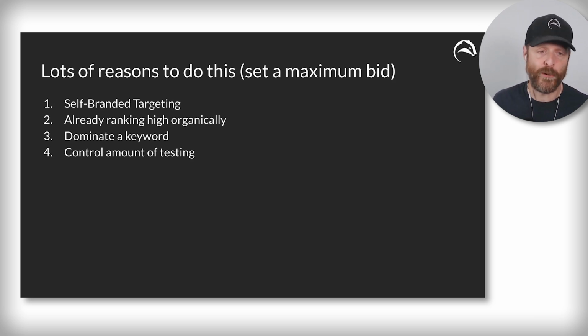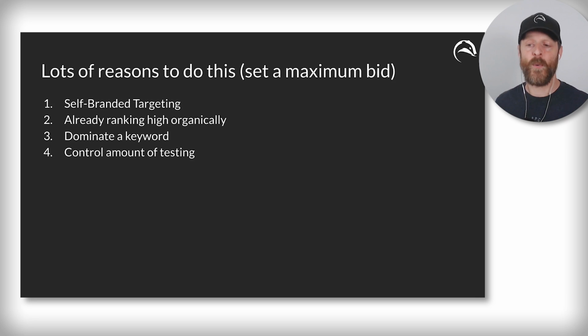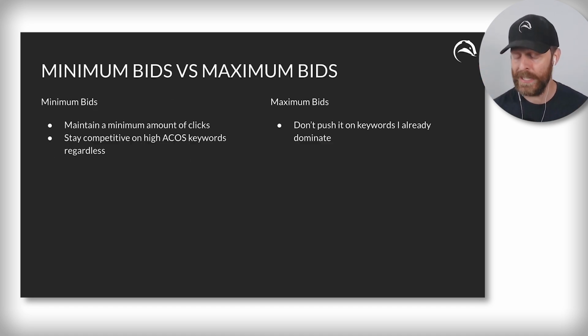Maybe I'm already ranking for a keyword organically and I want to stay in the auction, but I don't want to bid so much. Maybe I just want to completely dominate a keyword, or I have a keyword that is dominant and I don't want to spend so much on it because I know that my conversion rate is going to be so good already. And maybe I just launched a whole bunch of new keywords and I want to control how fast these keywords get traffic. There's lots of reasons to have this minimum and maximum bid limit somewhere in your head when you're optimizing.